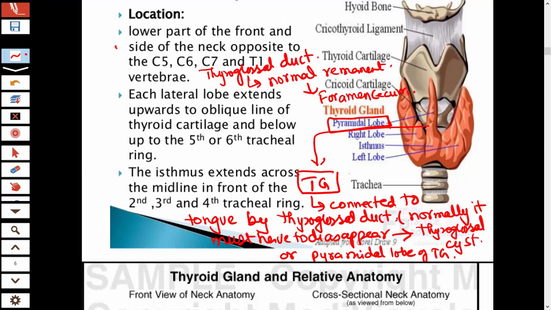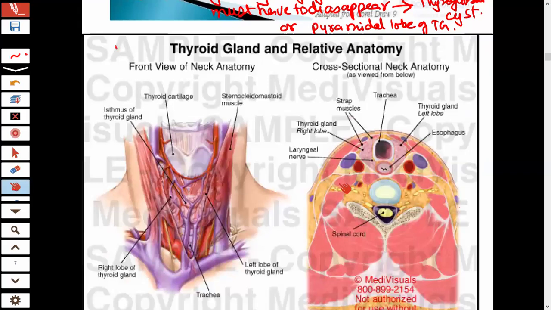So thyroid gland, see here. Thyroid primordium arises from floor of primitive pharynx. Then it is going to descend into the neck region. It is connected to the tongue by what? By thyroglossal duct. So when it is connected to the tongue by thyroglossal duct, normally it must disappear. It should vanish. But what happens? If it persists, it can result in a formation of thyroglossal cyst, or it can lead to formation of another lobe of the thyroid gland known as the pyramidal lobe of the thyroid gland. Okay, this is clear to everyone.